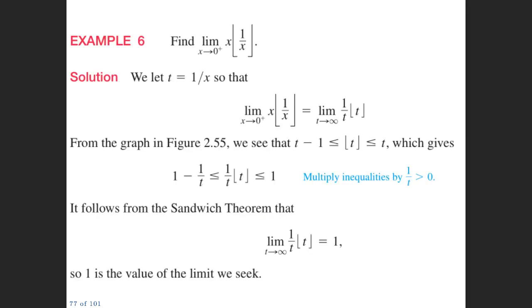Find the limit as x tends to 0 from the right of x multiplied by the floor function of 1 over x. And this is another one where we can do a substitution. We can replace 1 over x by t. So it's the same as the limit of 1 over t multiplied by the floor function of t. If x tends to 0 from the right, then 1 divided by x tends to infinity. So we just have the limit as t tends to infinity of 1 over t times the floor function of t.